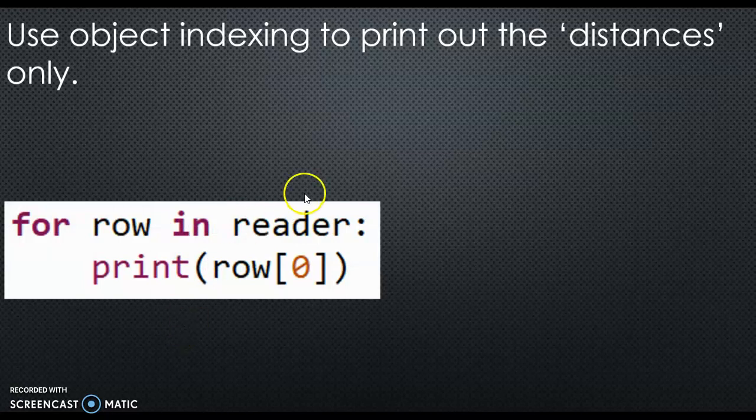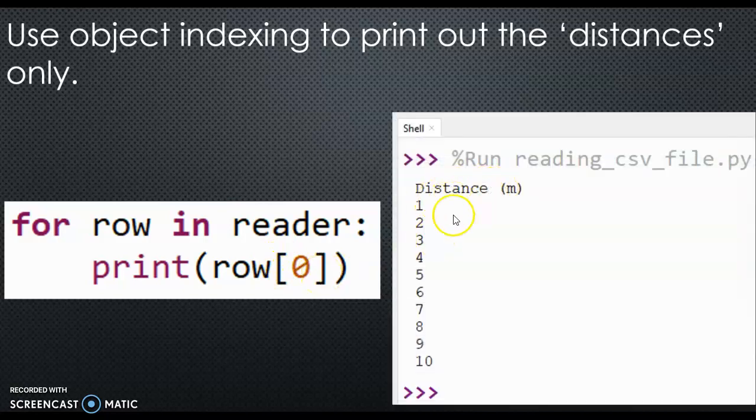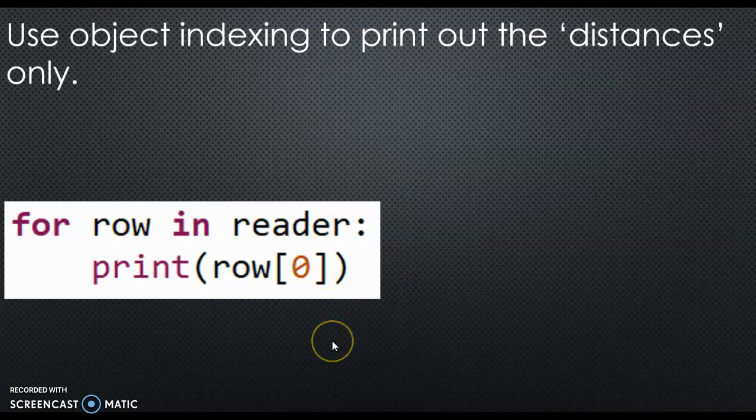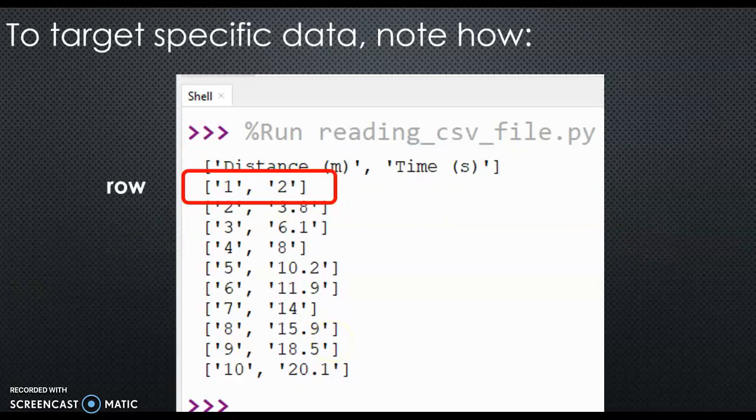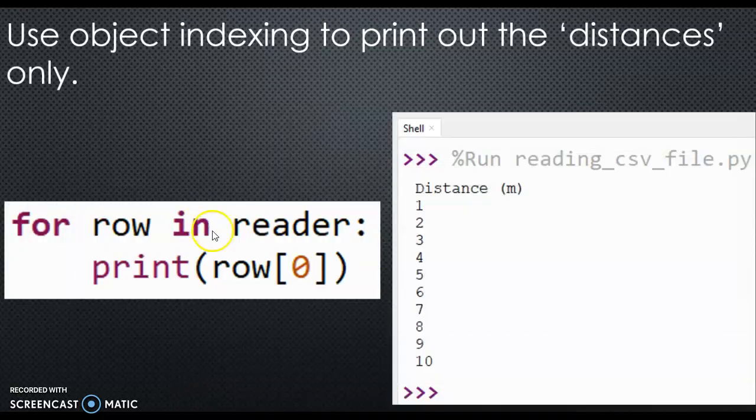So use object indexing to print out the distances only. For us to do that, we're going to use the square brackets for indexing and target a particular area, and this will give us the distance. You've got to remember here that this is your original output, and so this is index 0, index 0, index 0. To print out all of these distances, you use this here.